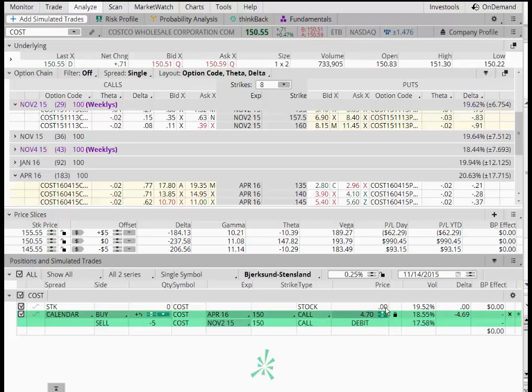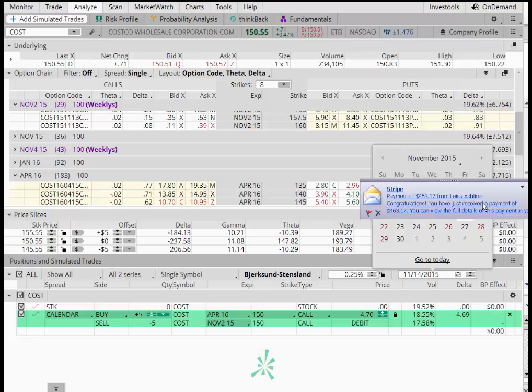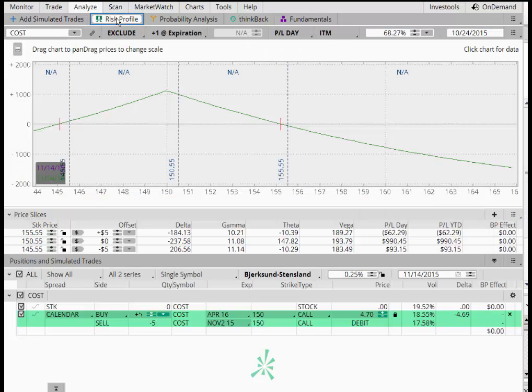So next thing we need to do is to go change the date here to the time when these November 2 calls will expire. They expire on the 13th, and so I want to see what the situation looks like the day after that. So I'm going to click on that and look at the risk profile. This graph shows how much we will make or gain on November 14th at the various stock prices where it might end up. You can see that the absolute maximum gain comes if the stock ends up right at the 150 strike price of the calendar spread.